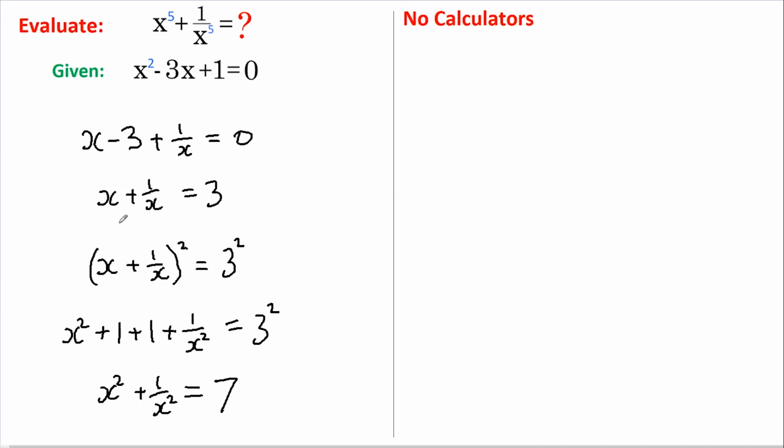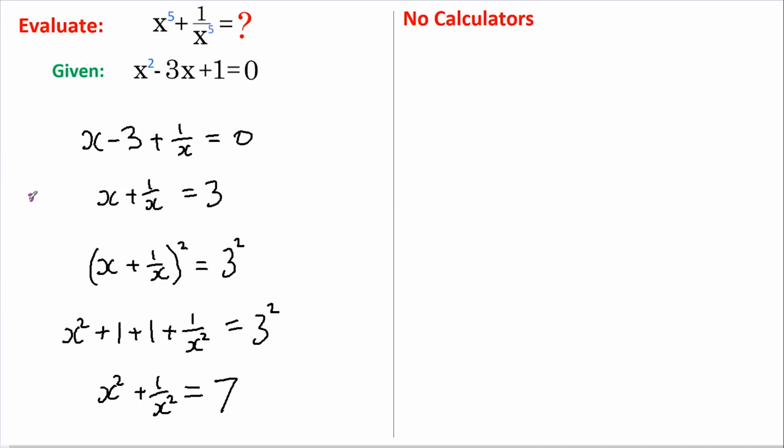So did you see what happened there? We squared x plus 1 over x, and we ended up with x squared plus 1 over x squared plus an additional 2. So the whole middle section of this expansion just got simplified.